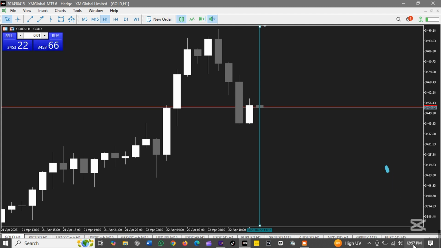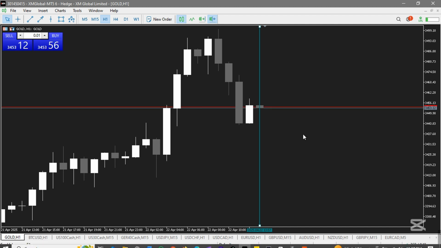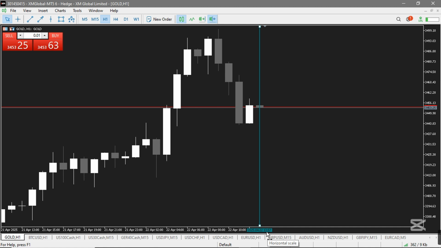So what does this mean? Well, this tells us that MT5 server time is exactly 1 hour ahead of South African Standard Time, UTC+2. And this applies specifically for the broker I'm using here, which is XM Global. Yours might be different, so it's important to check this manually on your side. Now let's go back and adjust that vertical line accordingly.